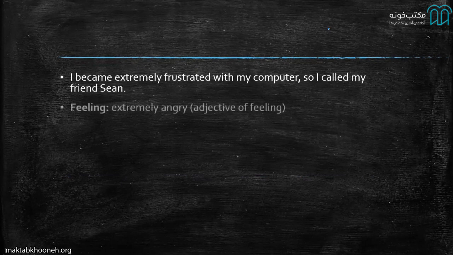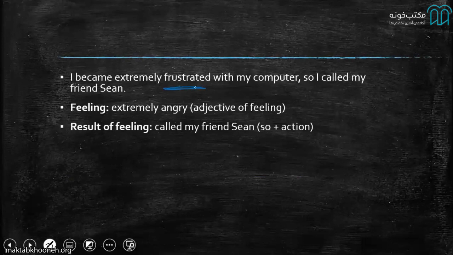So the first part is a feeling, extremely angry, and that is shown with an adjective. So it can be angry, surprised, sad, upset, happy. It doesn't really matter as long as there's some sort of feeling and it's shown with an adjective. Then in the second part of the sentence, we have the result of that feeling. Now, the result is basically the action that you do because you feel that way. So, called my friend Sean, and that comes with so plus action. So it's a two-part sentence. First part, feeling. Second part, what you do because of that feeling.